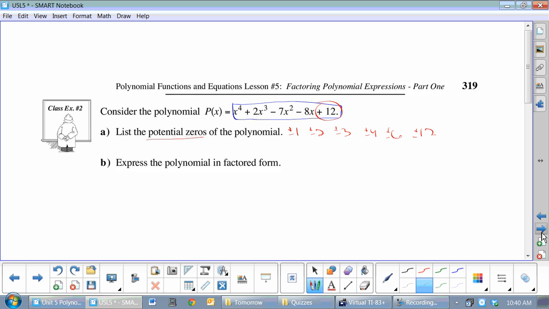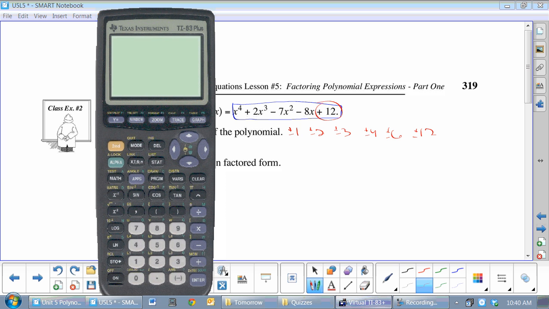Now, what's an efficient way to test these? Factor theorem, put them all in. Okay. What's an efficient way to use the factor theorem? Yeah, store x. Now, that may not seem very clear to some of you. So this is how you do it. The first one I'm going to try is 1. So you go 1 store x. Okay. Got it. Now, put in the equation.